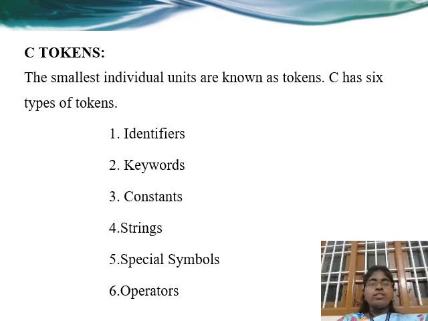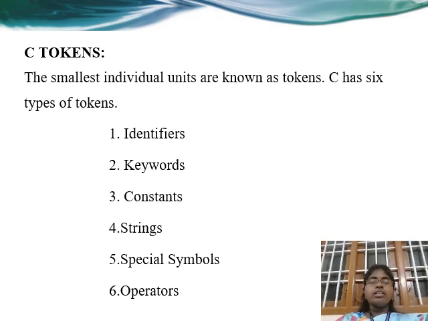The topic is C tokens. C tokens are the smallest individual units, known as tokens. A C program has 6 types of tokens. One is identifiers, next keywords, next constants, next strings, next special symbols, and last operators.